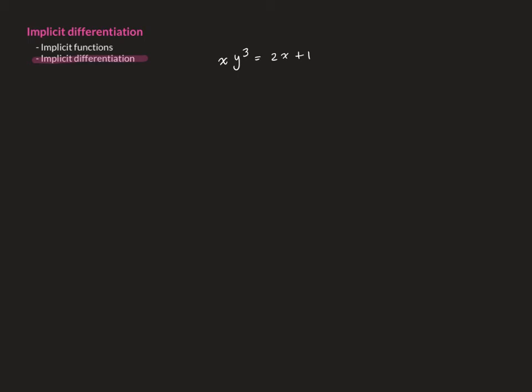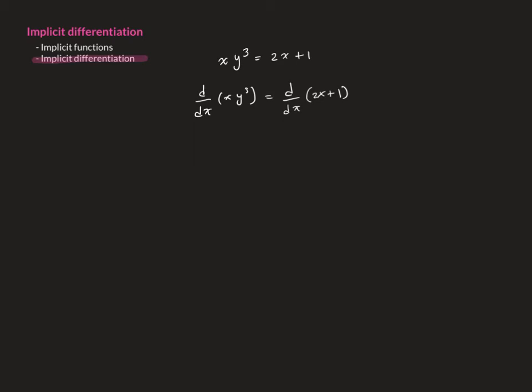Let's consider another example: x times y to the power 3 equals 2x plus 1. And again, we want to find the derivative of y using this expression. Similar to what we did before, we're going to start by differentiating left hand side and right hand side at the same time. So you want to take the derivative with respect to x of x y to the power 3 equals the derivative with respect to x of 2x plus 1.